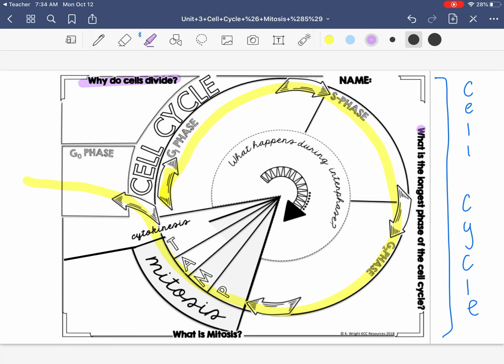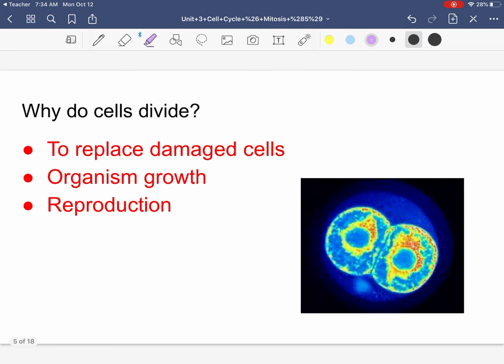So it's like, why do cells divide? What's the longest phase of the cell cycle? And what is mitosis? Okay. So why do cells divide? To replace damaged cells, for organism growth, and reproduction.